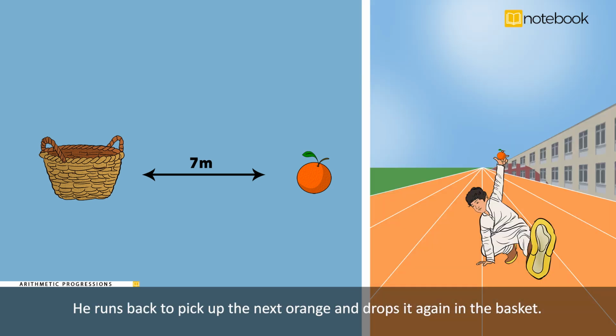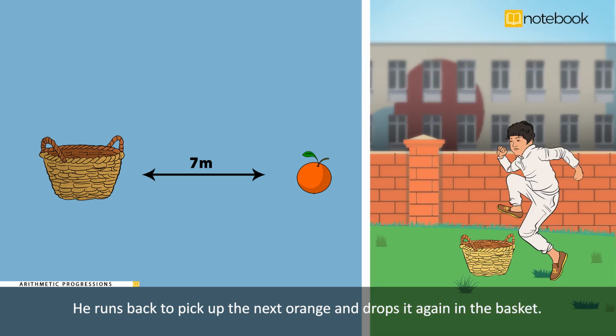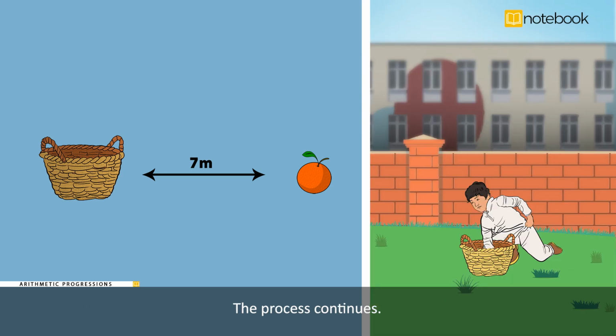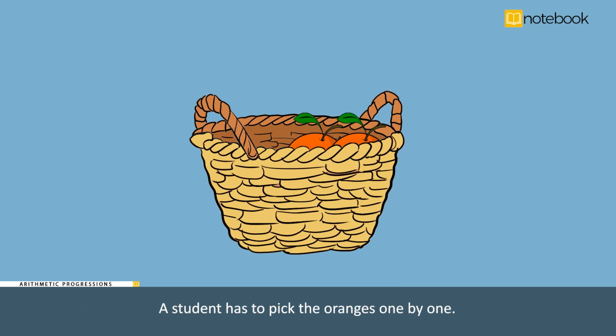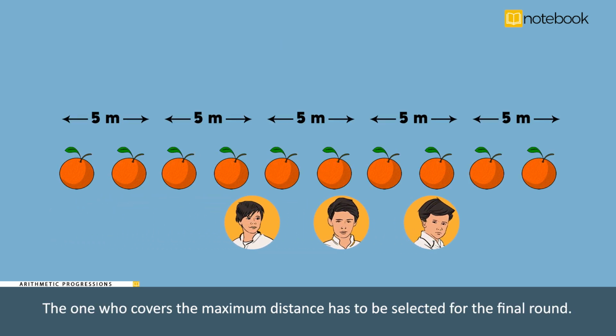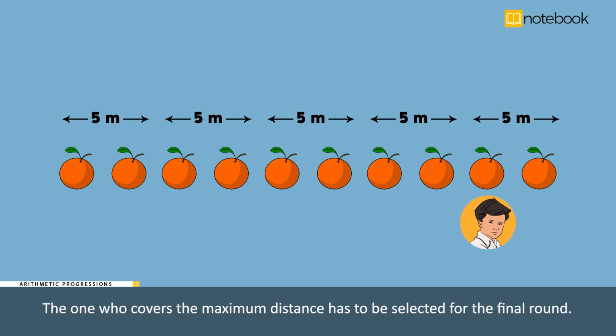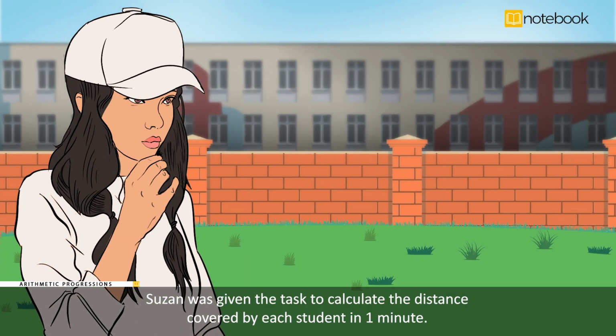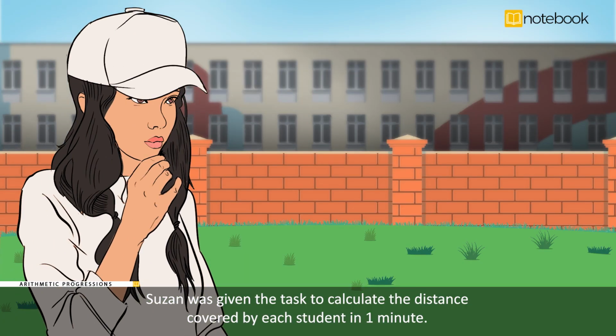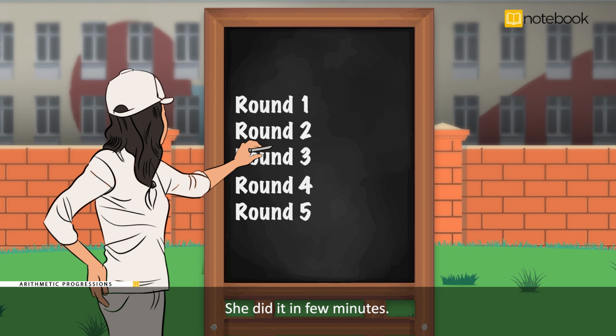He runs back to pick up the next orange and drops it again in the basket. The process continues. A student has to pick the oranges one by one. The one who covers the maximum distance has to be selected for the final round. Susan was given the task to calculate the distance covered by each student in 1 minute. She did it in a few minutes.